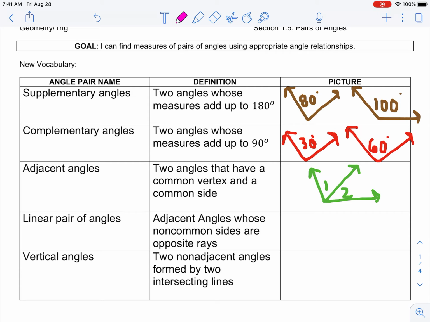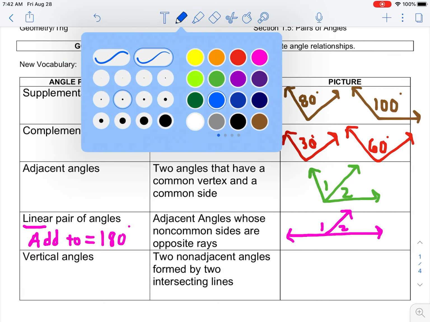Linear pair. These are adjacent angles that form a straight line. You'll notice the word line in here. So a linear pair is two angles that lie on a straight line. So, for example, angle 1 and angle 2. Now remember last section we talked about a straight line, and a straight line has to add to equal 180. So in our picture, angle 1 plus angle 2 has to add up to 180 degrees.